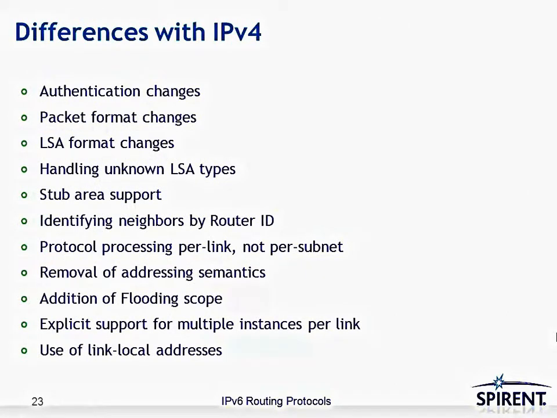Some of the differences with IP version 4 or OSPF version 2 are changes in the authentication scheme, packet format changes, LSA format changes, how you deal with unknown LSA types, the way stub areas are supported, identifying neighbor routers by router ID, protocol processing per link, not per subnet, removal of addressing semantics, addition of a flooding scope, explicit support for multiple instances per link, and the use of a link local address.